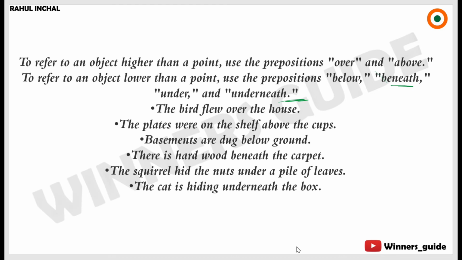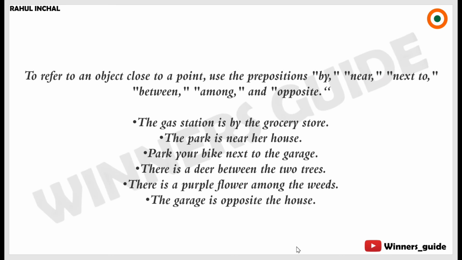Right? Now, to refer to an object close to a point, use the prepositions by, near, next to, between, among, and opposite. There is a synonym of the word among called amidst. I should probably write it in capitals. Amidst. A literal synonym of the word among, okay? Just thought of telling you.